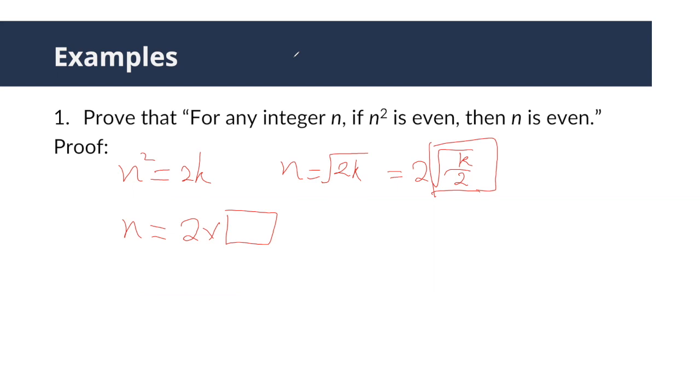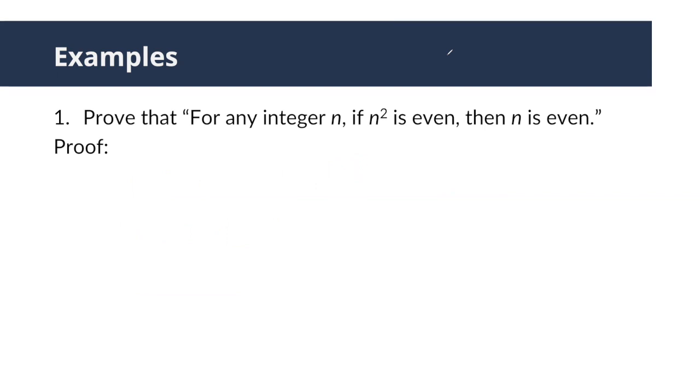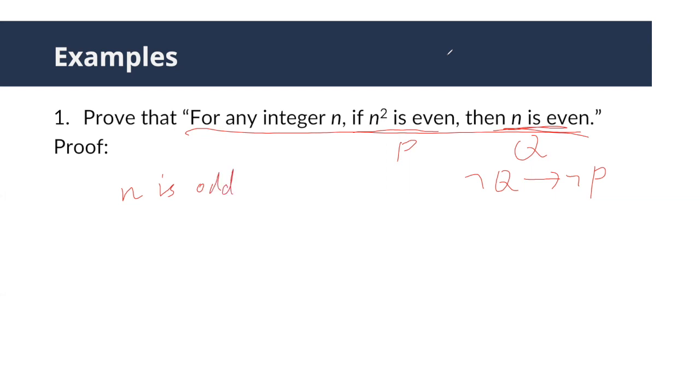But with contraposition, instead of proving this original implication, you can prove its contrapositive to be true. What is its contrapositive? First, we know this one is P, this one is Q. And we know its contrapositive is not Q implies not P. And what is not Q? It is n is odd. And what is not P? It's n squared is odd.